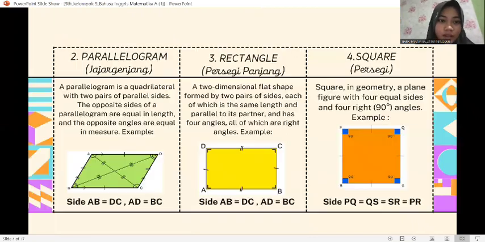Vocabulary 2 is parallelogram. A parallelogram is a quadrilateral with two pairs of parallel sides. The opposite sides of a parallelogram are equal in length, and the opposite angles are equal in measure. Example, in the picture here, side AB equals sides DC, and sides AD equals sides BC.